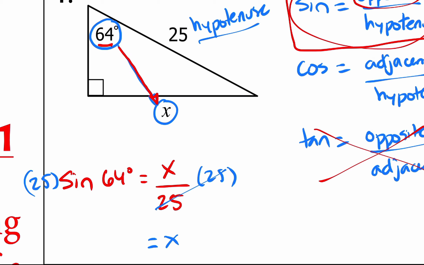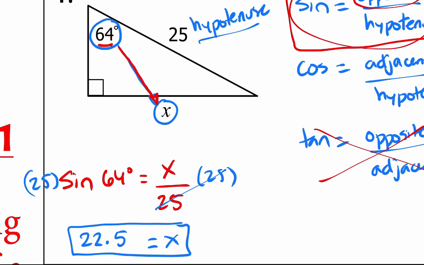So look at your calculator. All calculators are different, but make sure that your calculator is in degrees and not radians. I don't know if some of your calculators say RAD and DEG. Make sure it's in DEG because you're dealing with degrees. We'll talk about what radians are in the next couple of weeks. So if it's in degrees, then you just type into your calculator 25 times the sine of 64 and hit enter, and we get 22.469. So I'm just going to say 22.5.